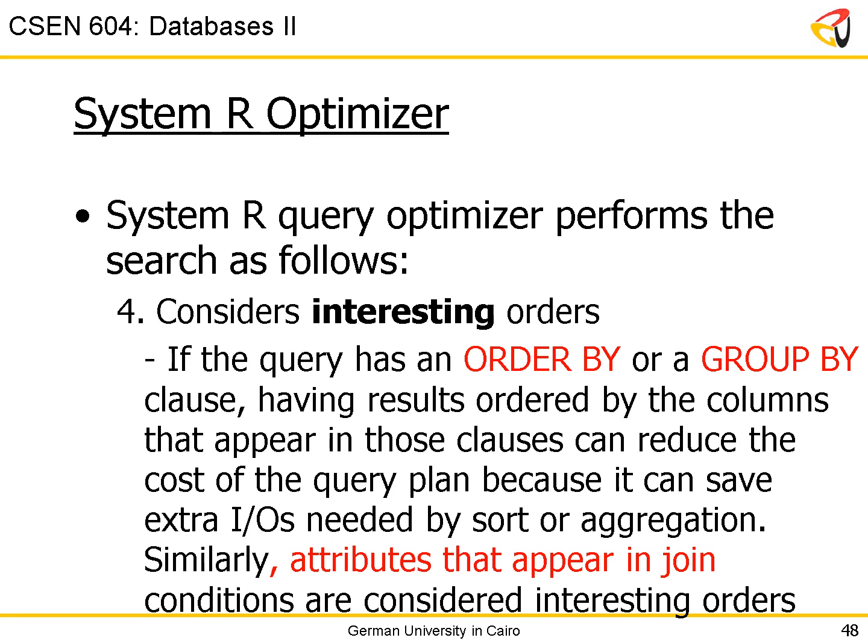Okay, now the fourth component of the R optimizer is that it considers what's called interesting order, and you could think of it as a heuristic. We talked about heuristics before. It's like guidelines or rules to follow that if you do, it's more likely that you are on the right track. Let me read this. It says, if a query has an order by or group by clause, having results ordered by the columns that appear in those clauses can reduce the cost of the query plan because it can save extra IOs needed by sort or aggregation.